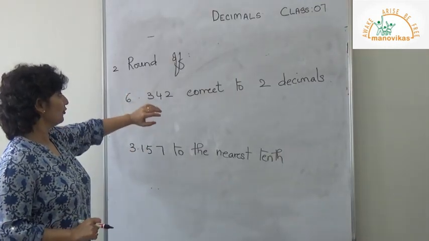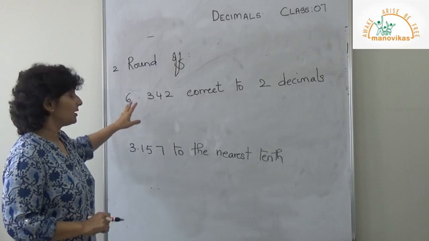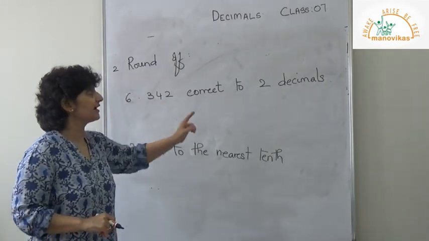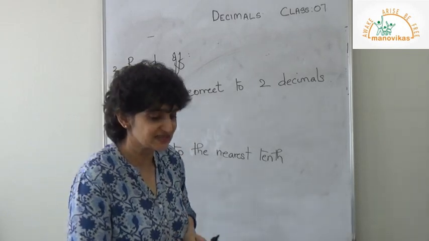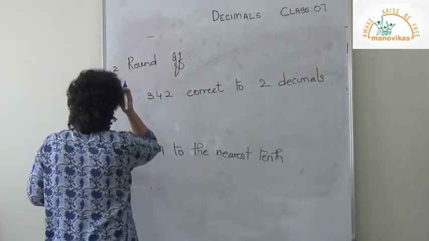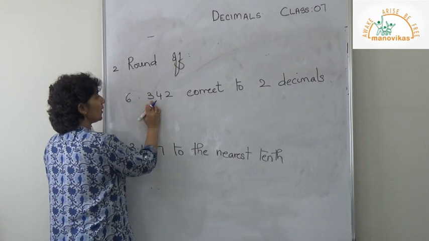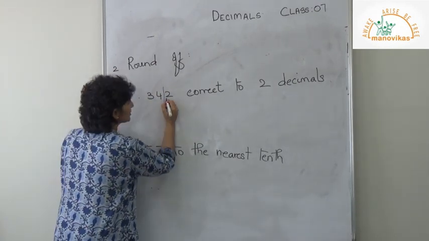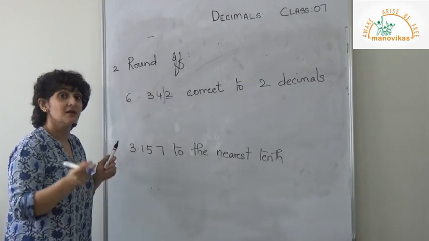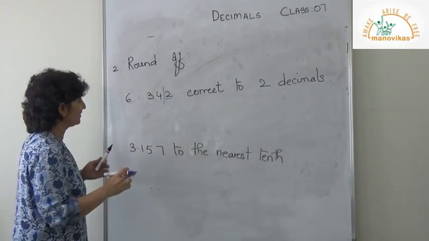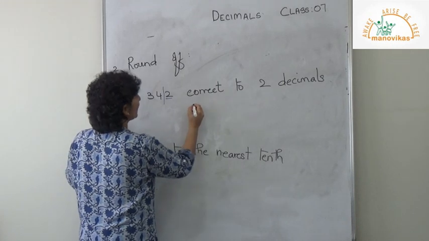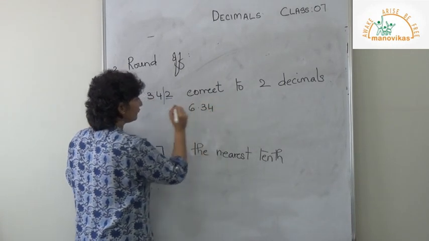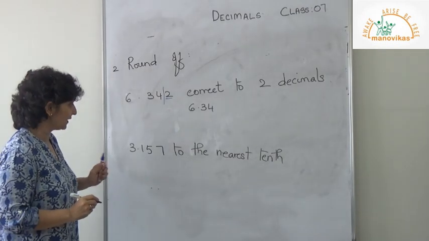When you say round off with sums like this, that was whole numbers that we did. Now 6.342 correct to 2 decimals. Now I have here a decimal number 1, 2. I need to correct from here. So check, children, what you have here. This is less than 5. So when I have to correct, my answer will remain as 6.34. Is that clear? Have you understood?